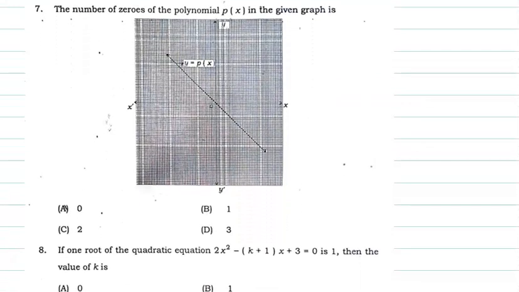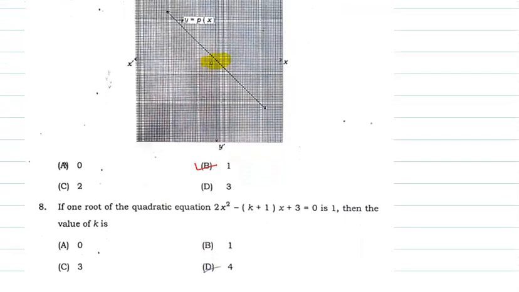Now I am going for question number 7. The number of zeros, how many zeros? You can observe the given graph meets the x-axis at one point. As it meets at only one point, the number of zeros is equal to how much? 1. It meets the x-axis at the origin, but it doesn't mean that there are zero solutions. As it intersects the x-axis at only one point, we can say that the polynomial has one root or 1 zero.